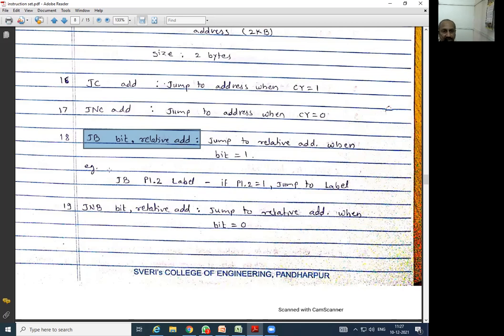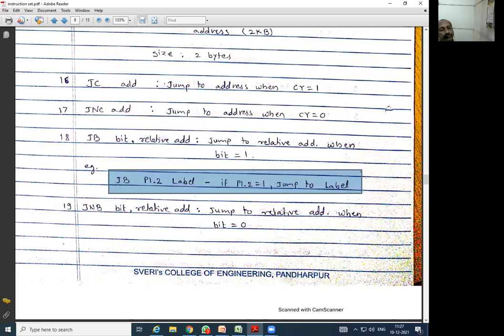One example is also given below, so you can focus on this. JB P1.2, and go to the relative address. म्हणजे label, that is a particular location where the control has to be transferred. So what is this P1.2?